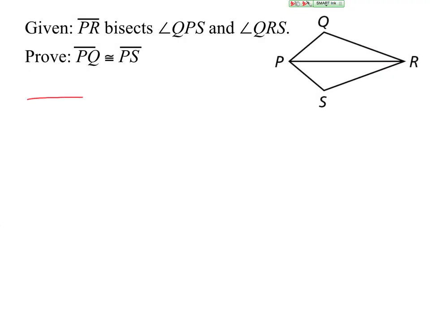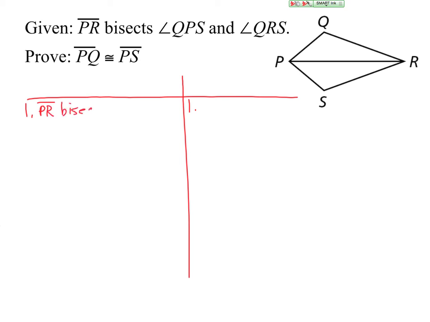All right, so what's something you're starting out with? You got the given for the first line. Does given have to be the first line? No, but at least it's a starting place. Segment PR bisects angle QPS and angle QRS, given.